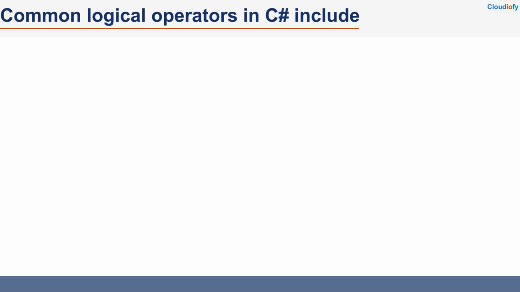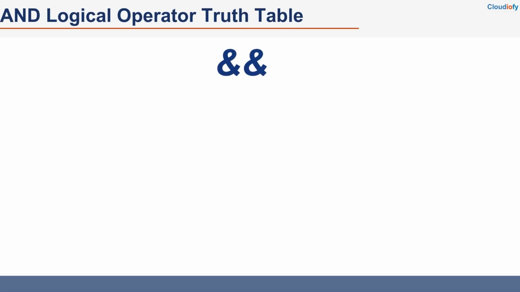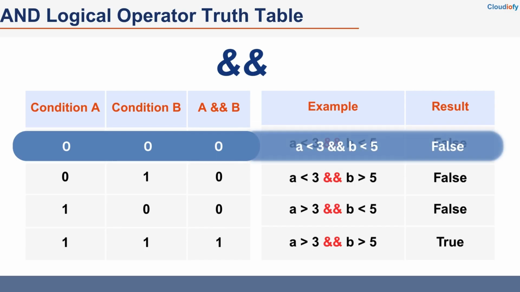In logic, we deal with two basic values: 0, which means false, and 1, which means true. Let's start with the AND operator, written as &&. Here is the truth table. If both conditions are false, we get 0, which means false. For example, let's assume A is equal to 5 and B is equal to 6. So, A is less than 3 and B is less than 5. Both are false, so the result is false.